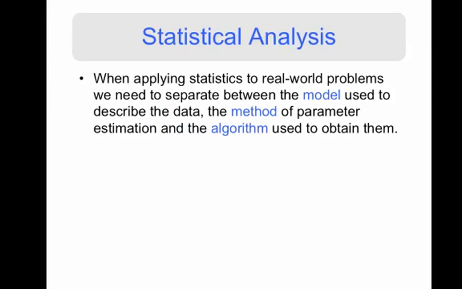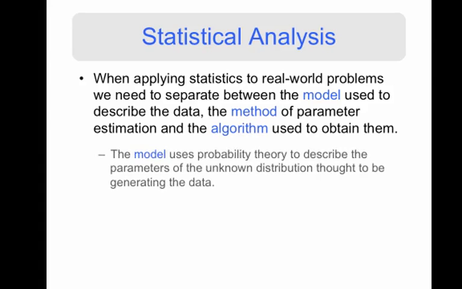Let's begin by going over some general terminology that we need when performing statistical analysis. Whenever applying statistics to a real-world problem such as neuroimaging, we need to separate between the model used to describe the data, the method of parameter estimation, and the algorithm which we use to obtain the parameter estimates.